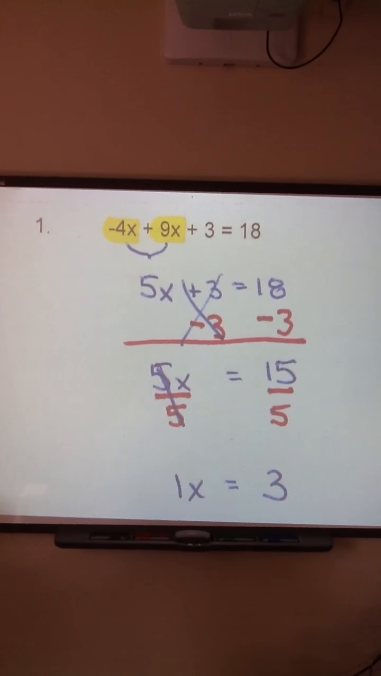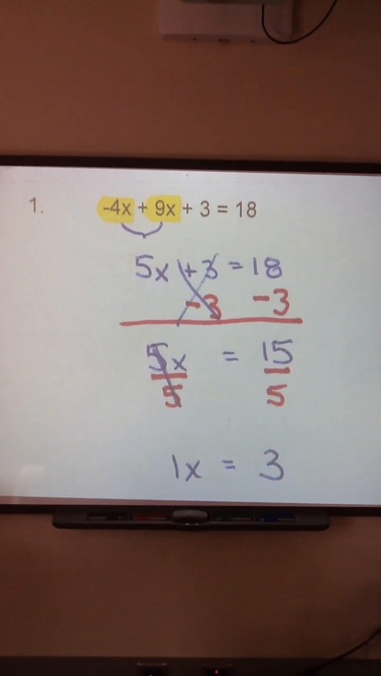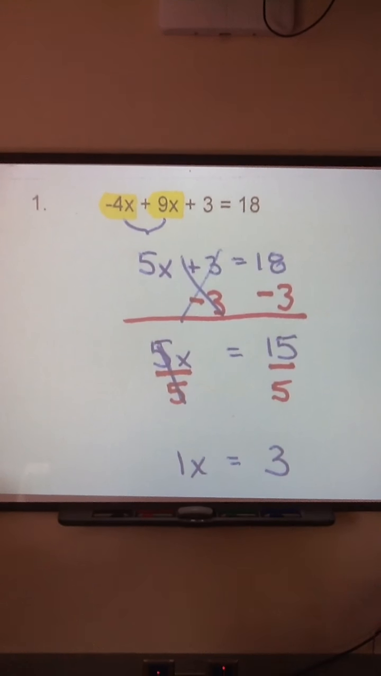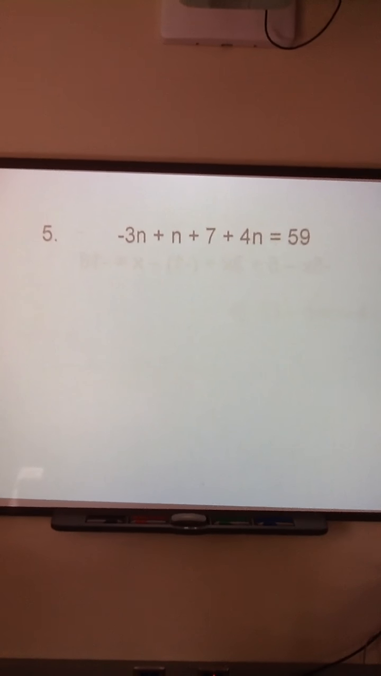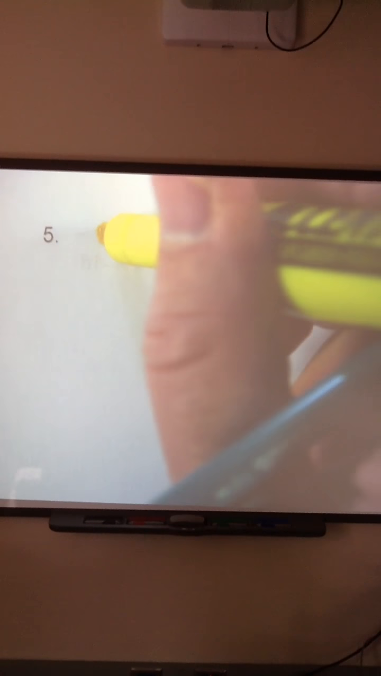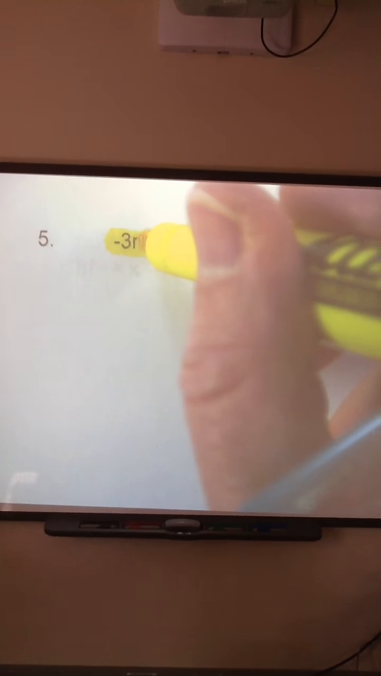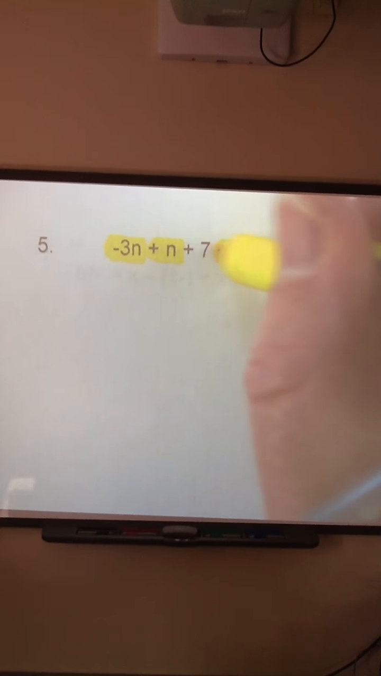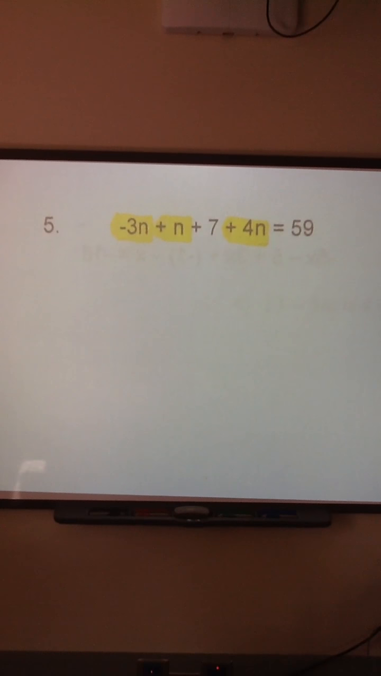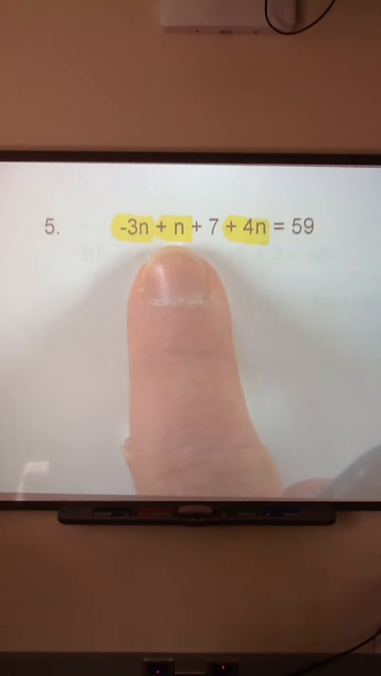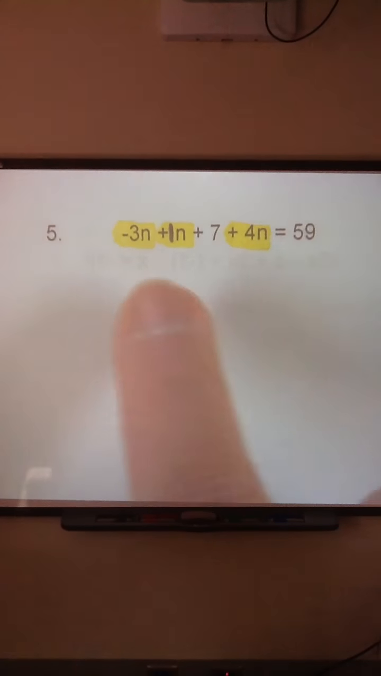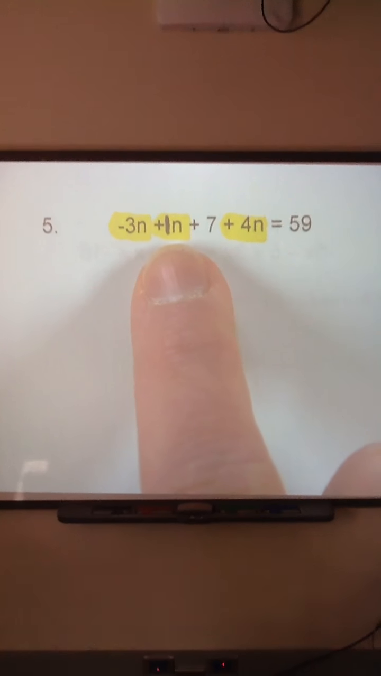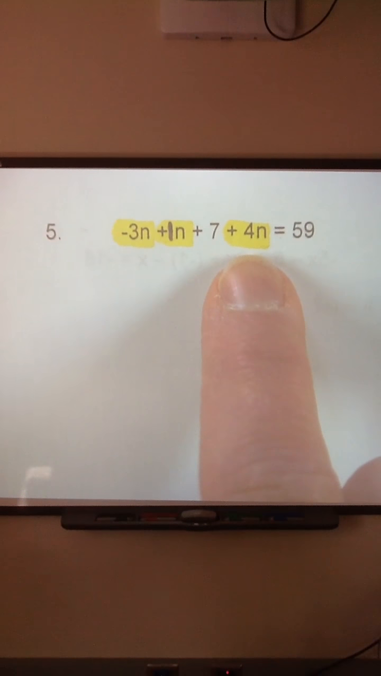If we were to look at another equation that requires combining like terms, a little bit more complicated one, we would look at problem number 5. In problem number 5, there are actually 3 terms which are alike. We have a negative 3n, a positive n, and a positive 4n. Remember that when you have a variable and there is no number in front of it, that is equal to 1. So we have a negative 3n, a positive 1n, and a positive 4n.